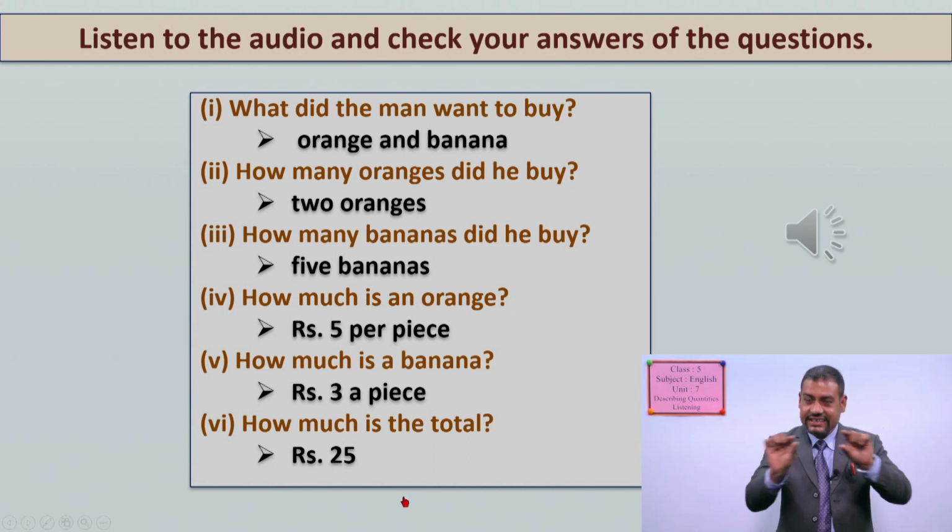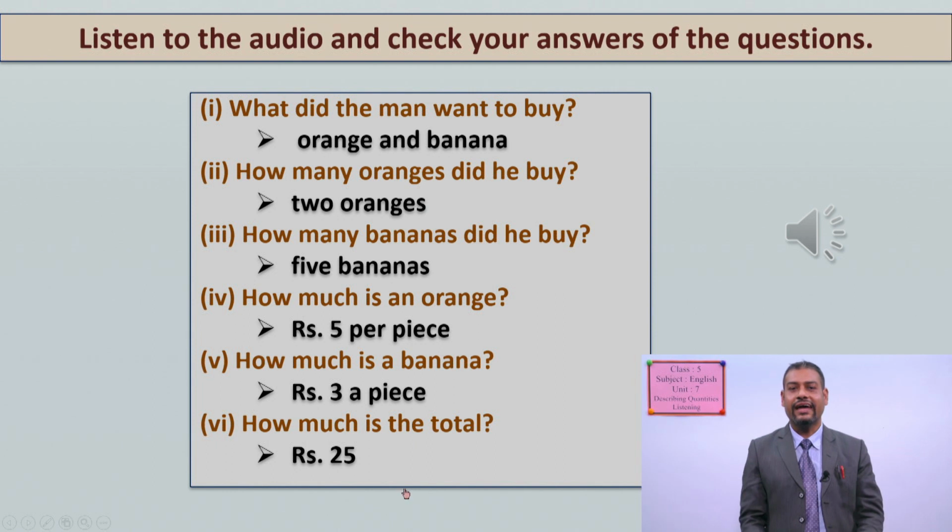See, it's very simple also. It is clearly said in the audio, 25. And even from here we can guess the answer, because 2 oranges, let's say 5 bananas. For oranges, 5 rupees; for 2 oranges, 10 rupees. And for 5 bananas, 5 into 3 equals 15. 15 plus 10 equals 25. But that is just guessing.